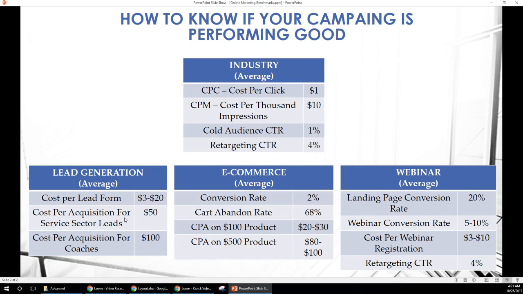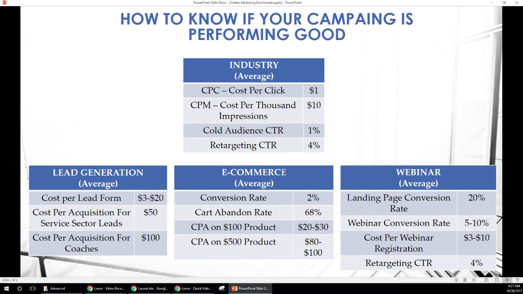Cost per acquisition for service sector leads. This can be carpenters, electricians, plumbers, doesn't matter, is around $50. Okay, so one lead will cost us around $50 to generate. Again, this is average. You can have a lower number based on your service industry, on your competition. It can be many other things, right? Cost per acquisition for coaches, so online coaches, is $100.